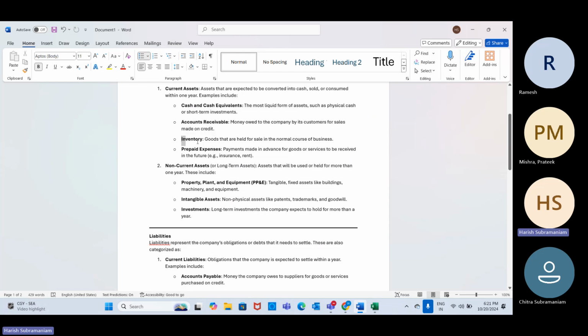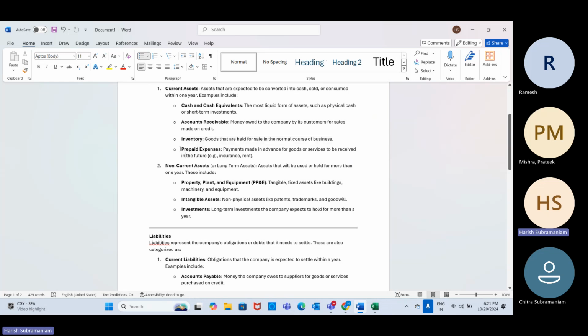Then inventory. Inventory is goods that are held for sale in the normal course of the business. Typically, inventory can be classified into raw materials, work in progress, finished goods, and all of that. But typically, inventory can be easily converted into cash as compared to something like a factory or property, plant, and equipment. And hence, inventory is also stored as part of the current assets.